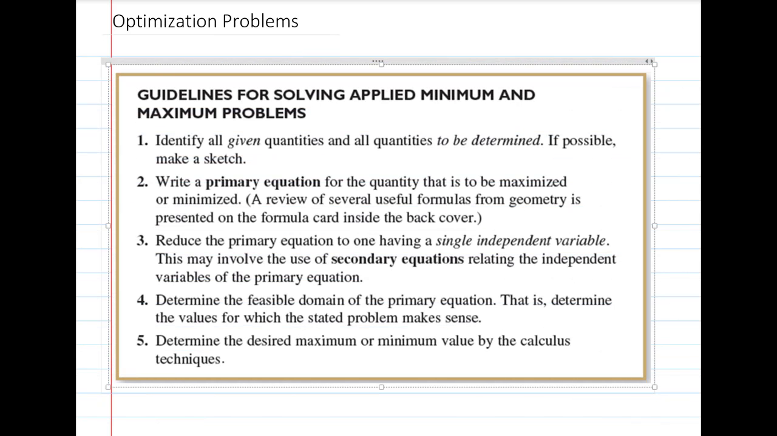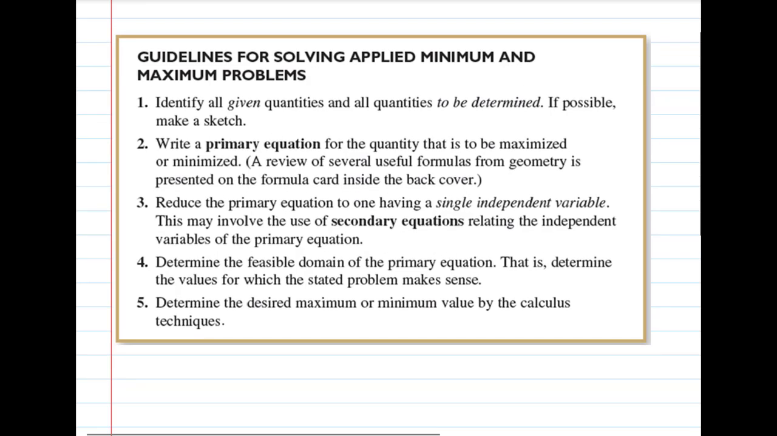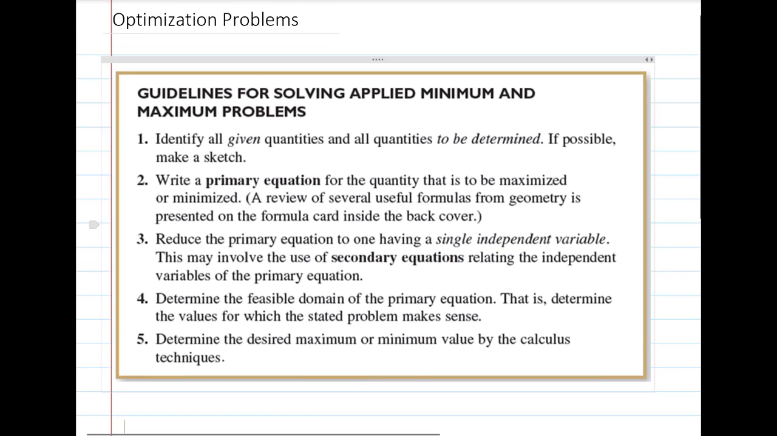So here are some guidelines for solving applied minimum and maximum problems. We're going to start by identifying all given quantities and all quantities to be determined. If possible, make a sketch. That's always the recommendation here, guys. If there's a problem where you're not given or provided a picture or a sketch, it's always helpful to have a sketch at hand. Number 2, write a primary equation for the quantity that is to be maximized or minimized. This could be a geometric formula or some formula that is given by the problem.